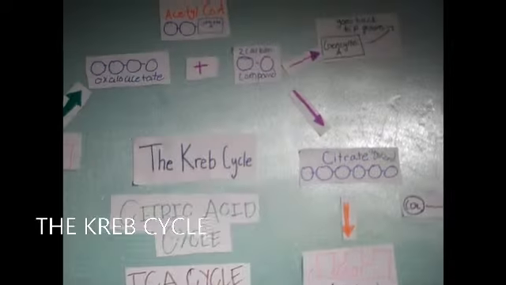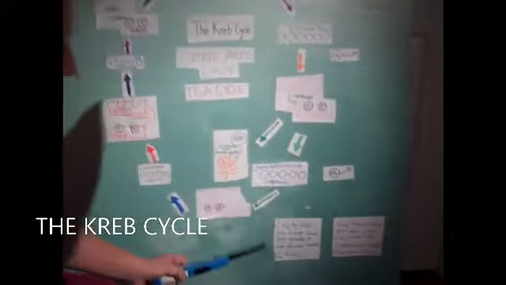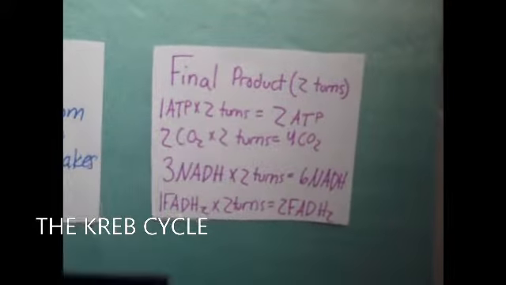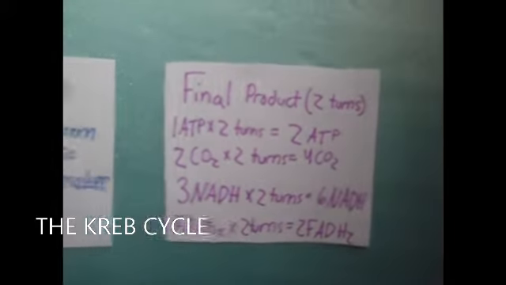Since each glucose molecule produces 2 acetyl coenzyme A's, the cycle turns twice per glucose molecule, and the final products for 2 turns is 2 ATP molecules, 4 CO2 molecules, 6 NADH molecules, and 2 FADH2 molecules. And that is the Krebs cycle.